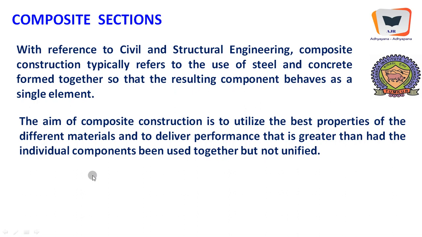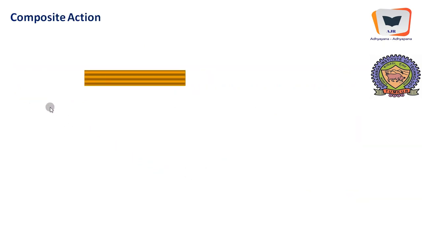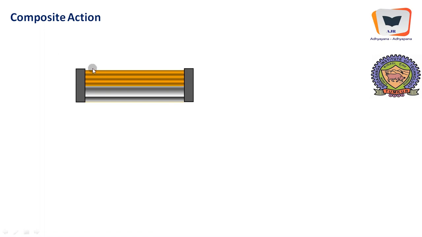Therefore, we introduce reinforcement in the tension zone and we leave only the concrete matrix in the compression zone. In the case of steel and concrete, the best properties would be the tensile capacity of the steel and compressive capacity of the concrete. Let us understand what we mean by composite action and how we develop the expressions for stress in different materials. Here is a metal and here is a concrete.